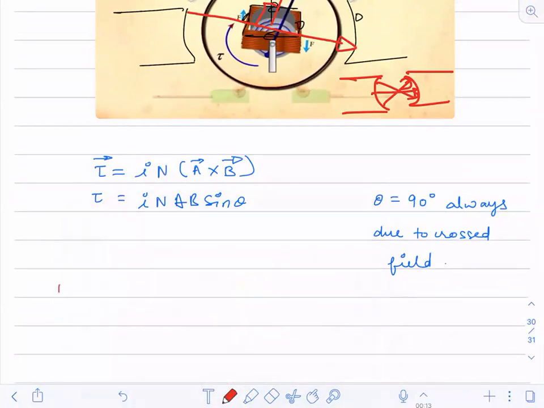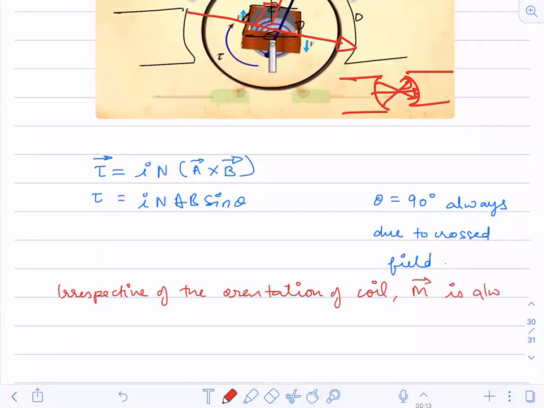Irrespective of the orientation of the coil, the m vector is always perpendicular to the magnetic field.